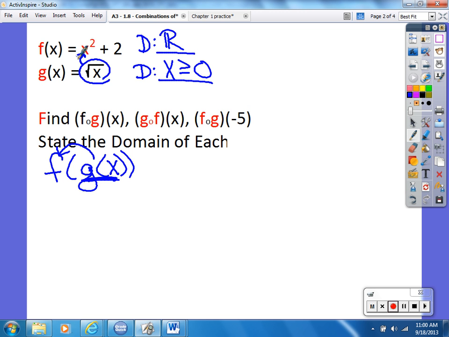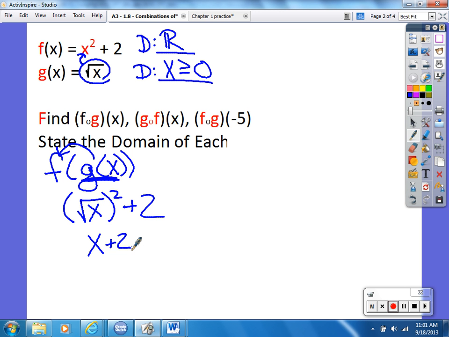So let's try that. I'm going to have the square root of x squared plus 2. Does that make sense how I got everything there? What is the square root of x squared? X. So I get x plus 2.